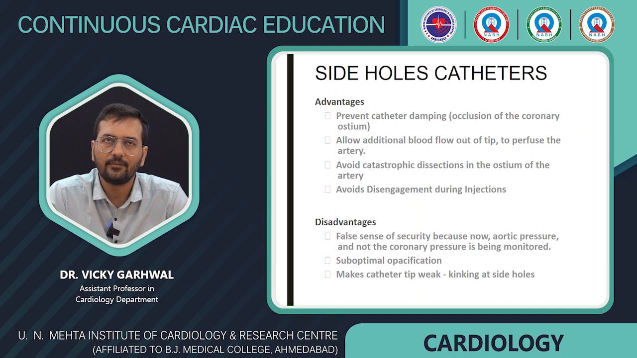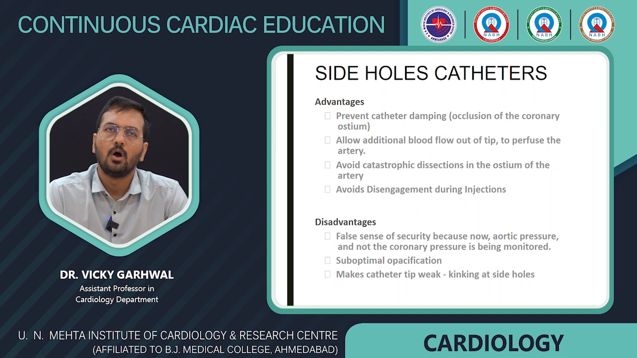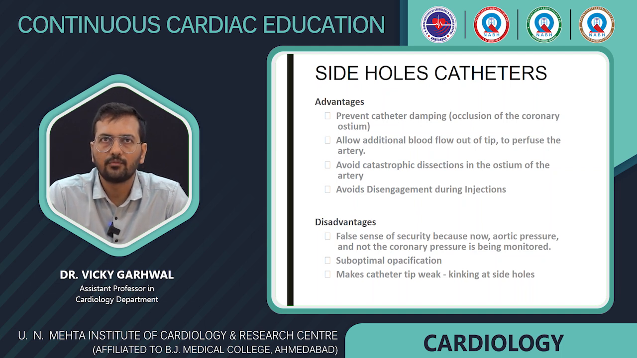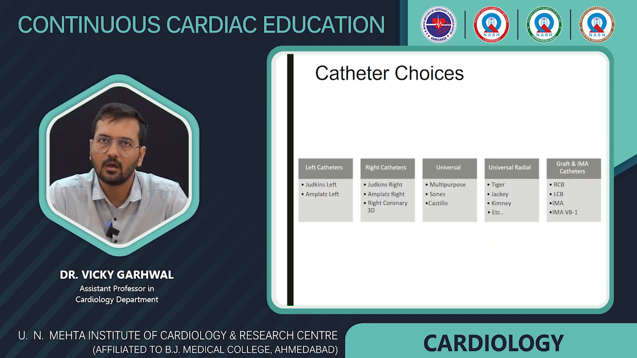Side hole catheters have the advantage of preventing catheter dampening and occlusion of the coronary ostium, and they allow additional blood flow out of the tip to perfuse the artery. They avoid catastrophic dissections in the ostium of the artery and avoid disengagement during forceful injections. But they have disadvantages like a false sense of security, because now the aortic pressure and not the coronary pressure is being monitored. They cause suboptimal opacification and make the catheter tip weak, with kinking at the side holes.